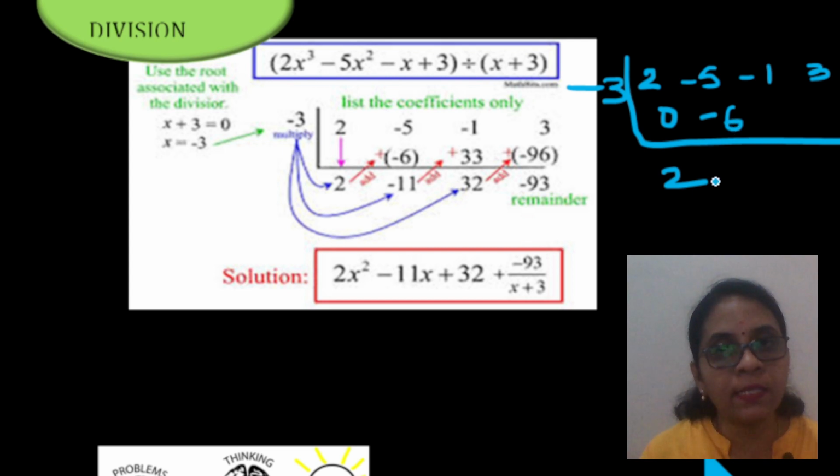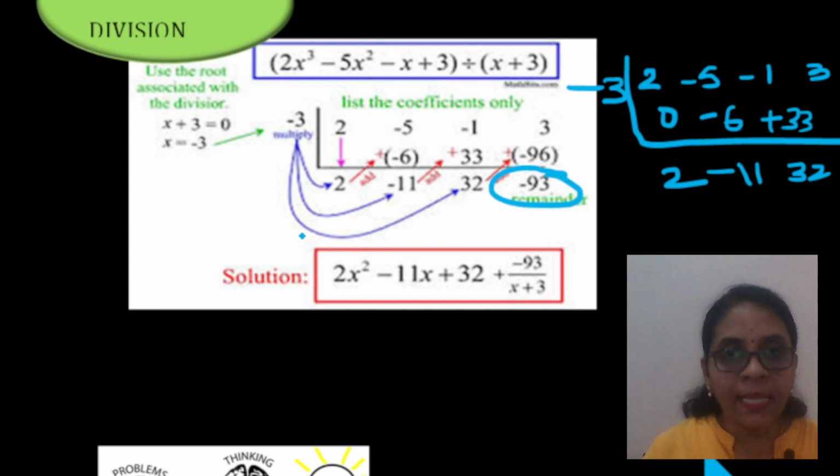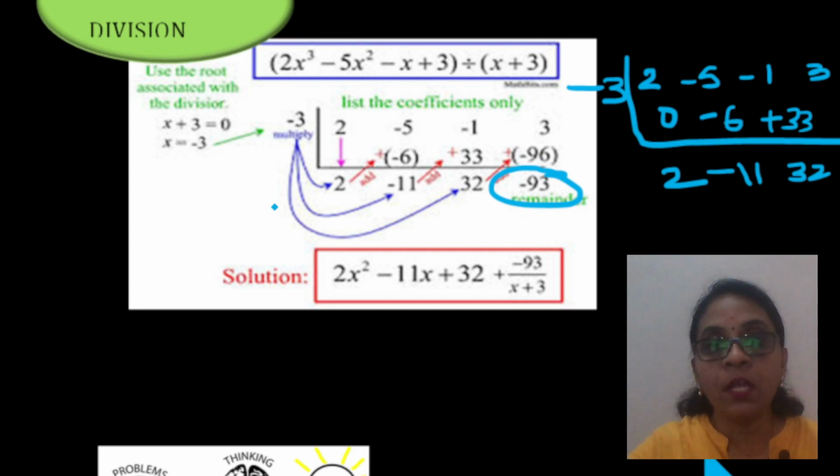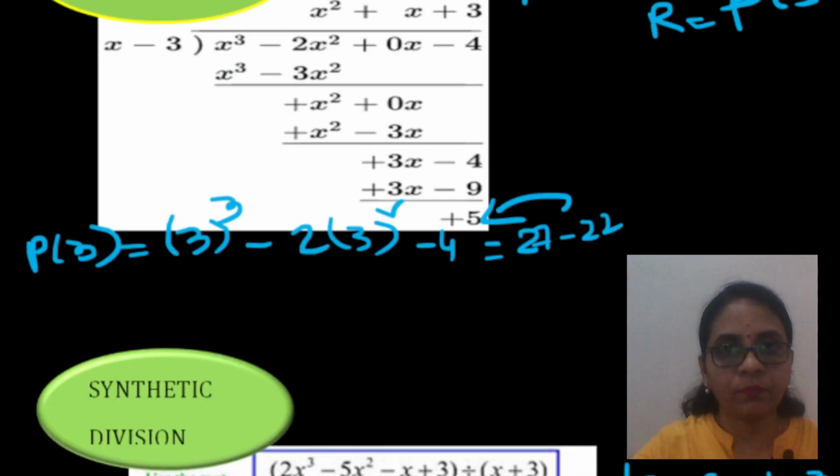Minus 3 into minus 6 is what? Minus, I am so sorry, minus 5 minus 6 you have to add. So, it becomes minus 11. Now, minus 3 into minus 11 is what? Plus 33. Now, 33 minus 1 is 32. So, minus 3 into 32 is minus 96, and if you add, you get minus 93, which is the remainder. I will again explain with the previous sum so that you understand better.